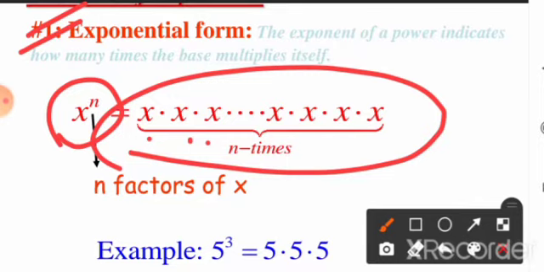X power n is the exponential form, so it converts into x power n. Like 5 power 3 is equal to 5 multiplied 3 times. It means any number in exponential form converts into multiplication by n times. Like if the exponent is 3, then multiply 3 times.